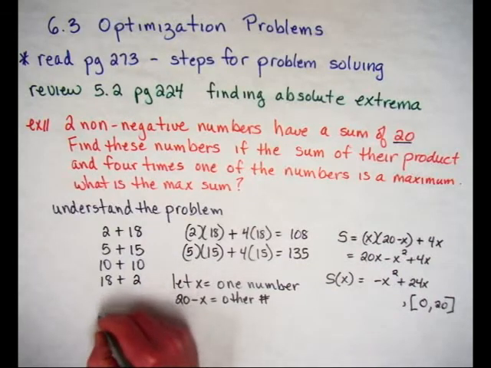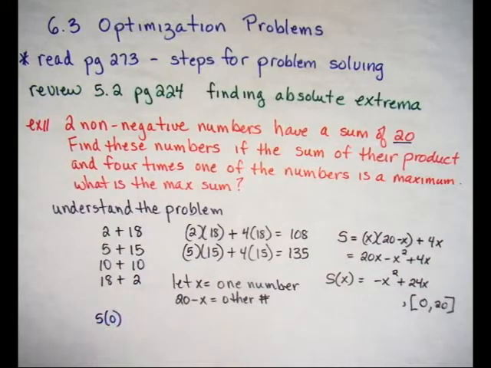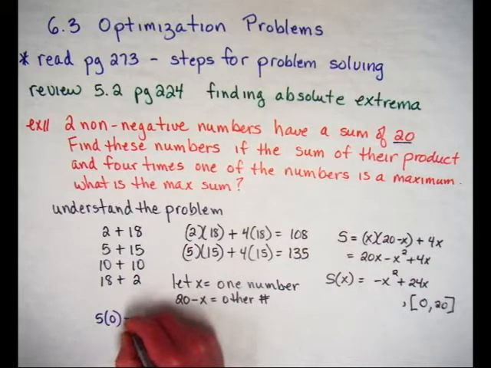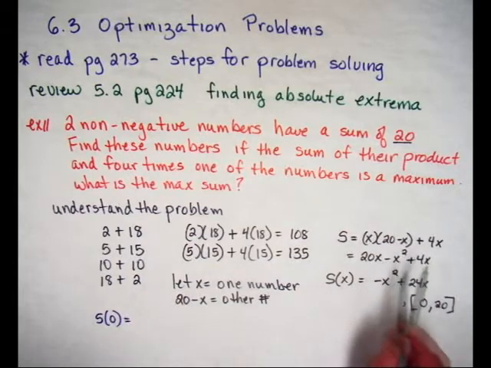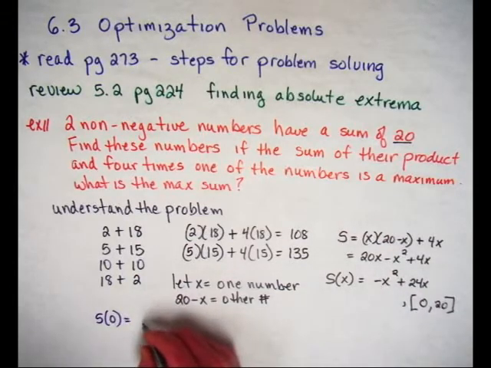So what I'm going to do now is find the sum at 0. Maybe the best answer would have been to pick 0 and 20. So if I pick 0 and plug it into my function, I'm going to get negative 0 squared plus 24 times 0, which is going to give me an answer of 0.